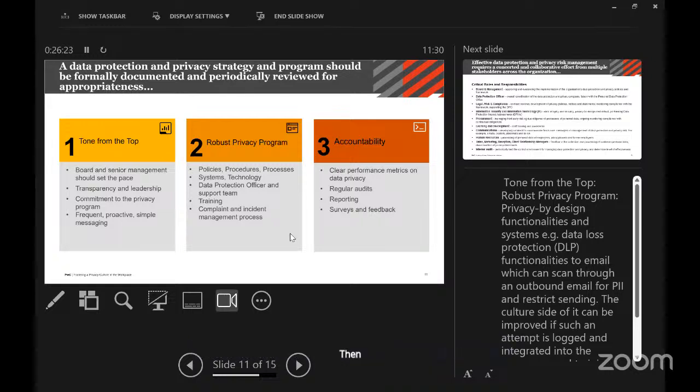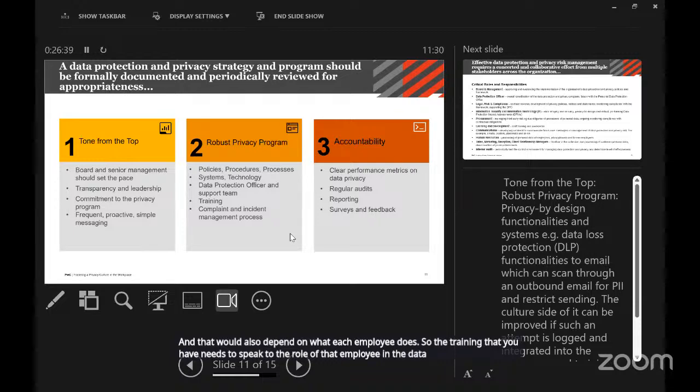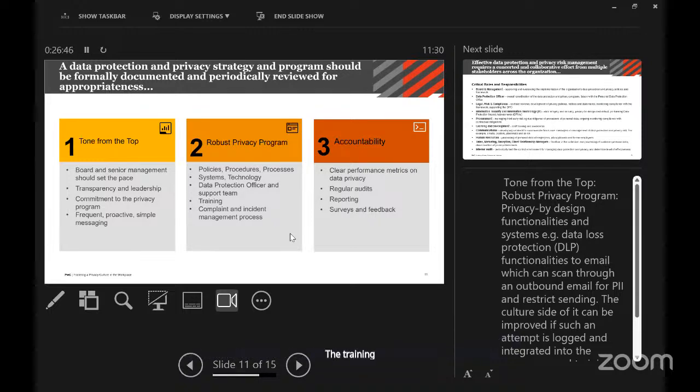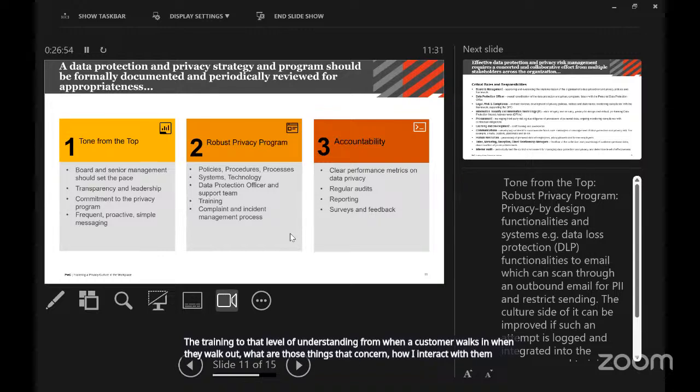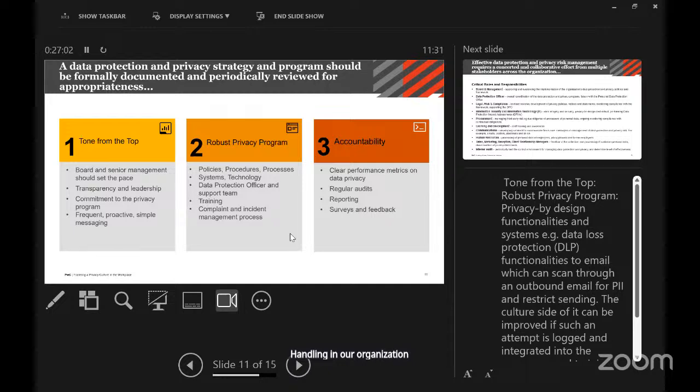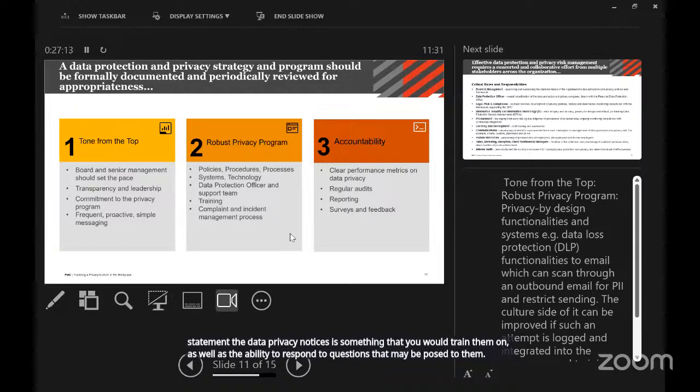Then the training as well, it's important that you have training for all the staff that you have in your organization. And that would also depend on what each employee does. So the training that you have needs to speak to the role of that employee in the data management cycle in your organization. For example, if you're training the reception, you have to reduce the training to that level of understanding from when a customer walks in to when they walk out. What are those things that concern how I interact with them, how I keep the records that I collect from them, how I inform them about the privacy handling in our organization. So passing on the message or the policy, the statement, the data privacy notices is something that you would train them on, as well as the ability to respond to questions that may be posed to them in their mandate as the front office.